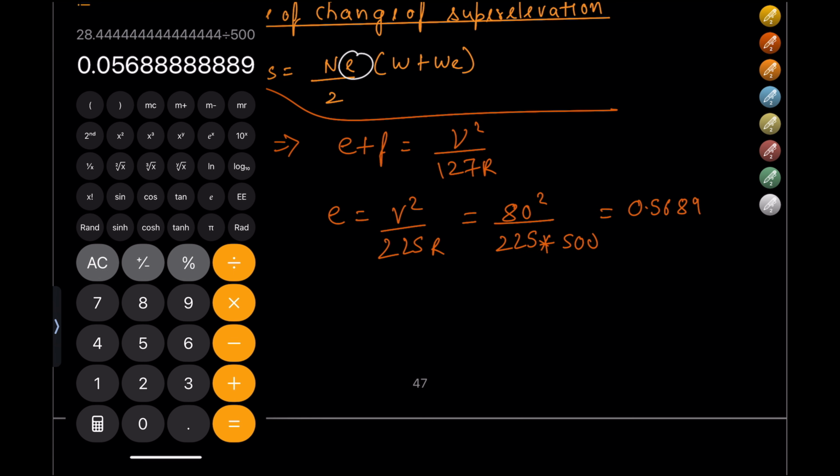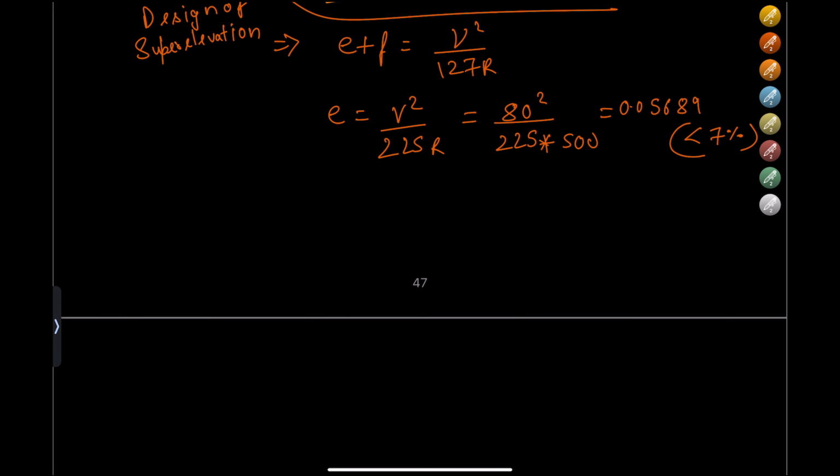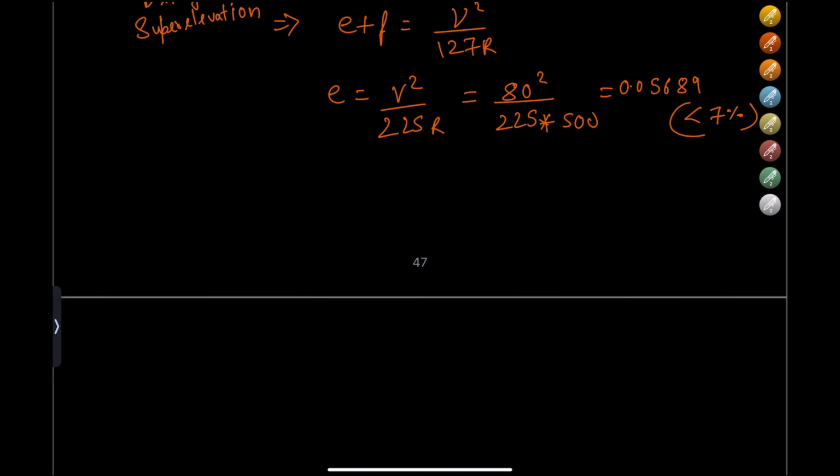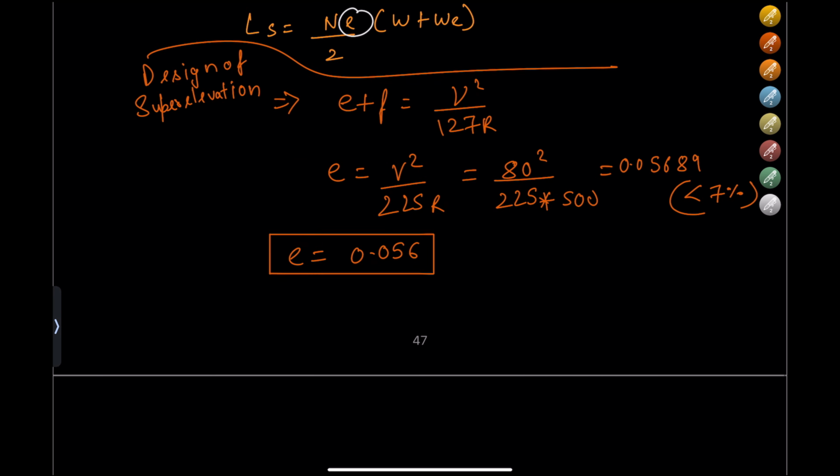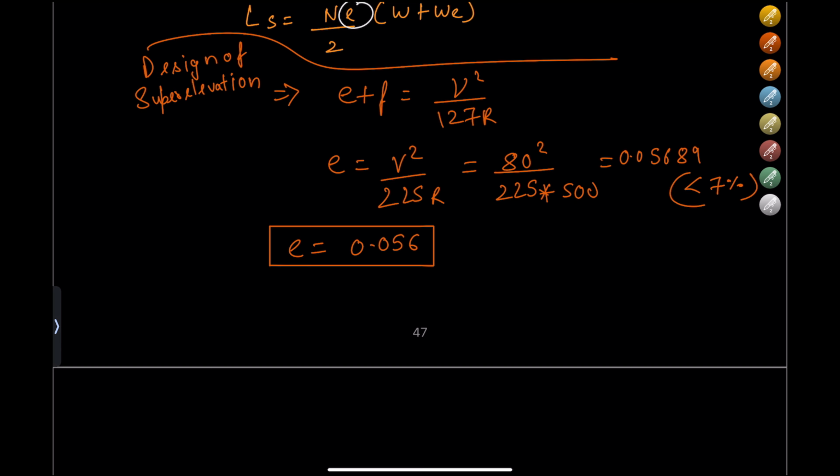And since the value is less than 7%, hence the value is okay. It is not in percent, it is in points itself, right? So E value would be equal to 0.05. According to this, we'll calculate the value of transition curve.